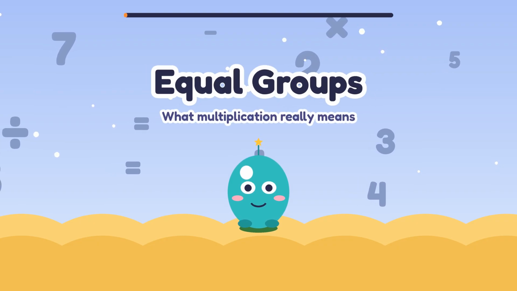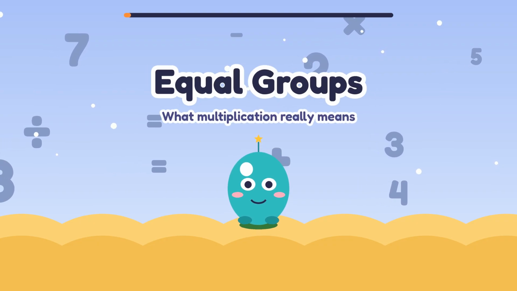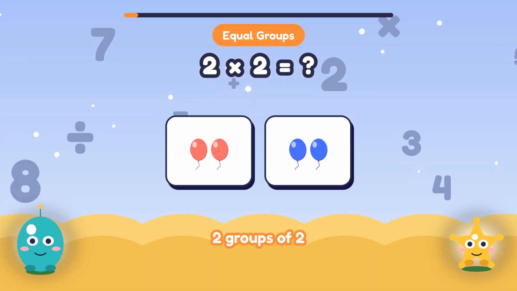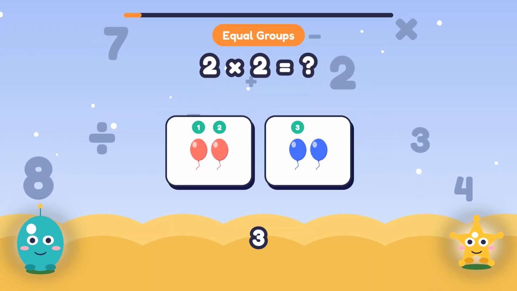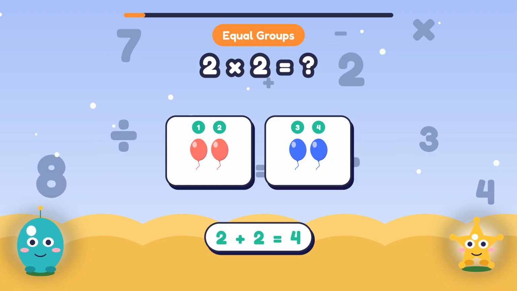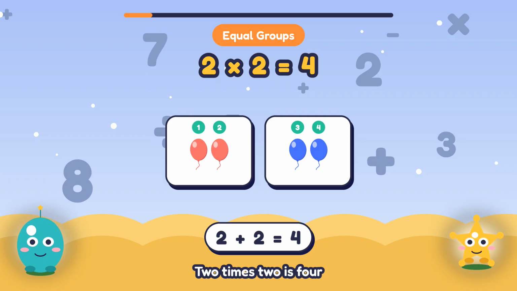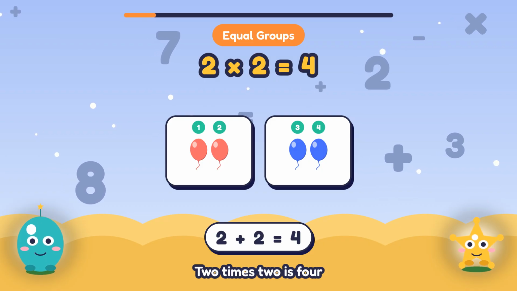Let's learn what multiplication really means. Two groups of 2. 1, 2, 3, 4. 2 plus 2 is 4. 2 two times is 4. 2 times 2 is 4.